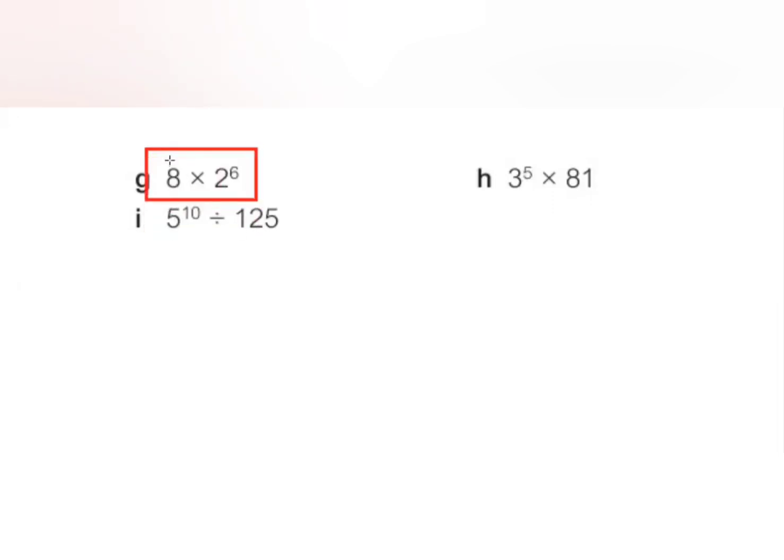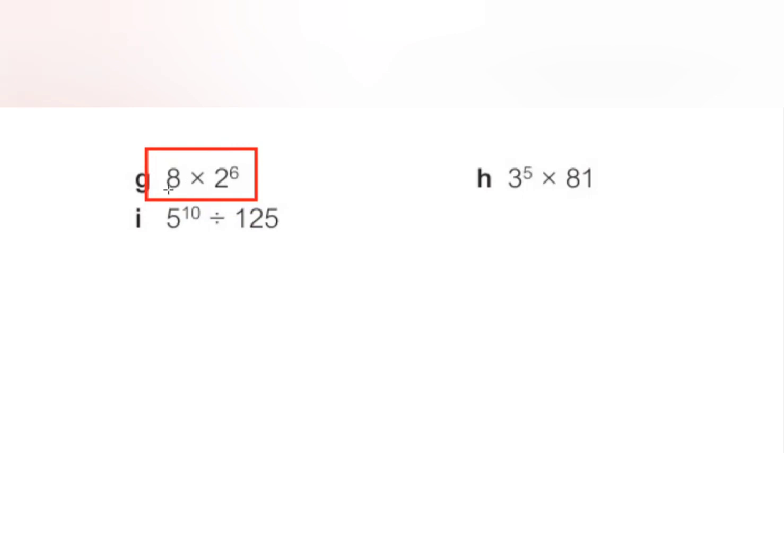In G, we have 8 times 2 to the power of 6. We understand that if you multiply the same base numbers, you can add the powers. And when you divide the same base numbers, you subtract the powers. So the idea here is you must have the same base numbers. It means we have to turn this into the same base number, which is 2.